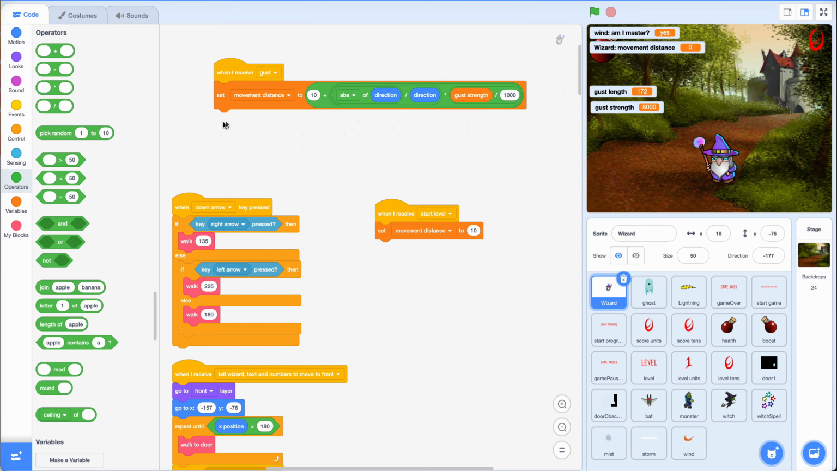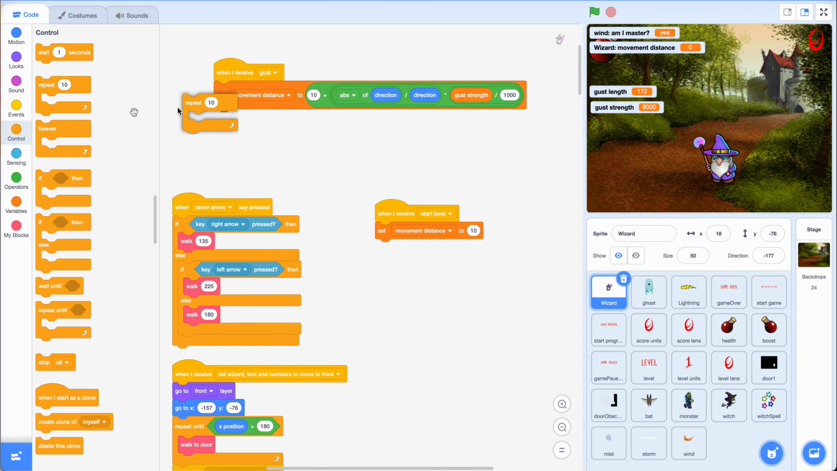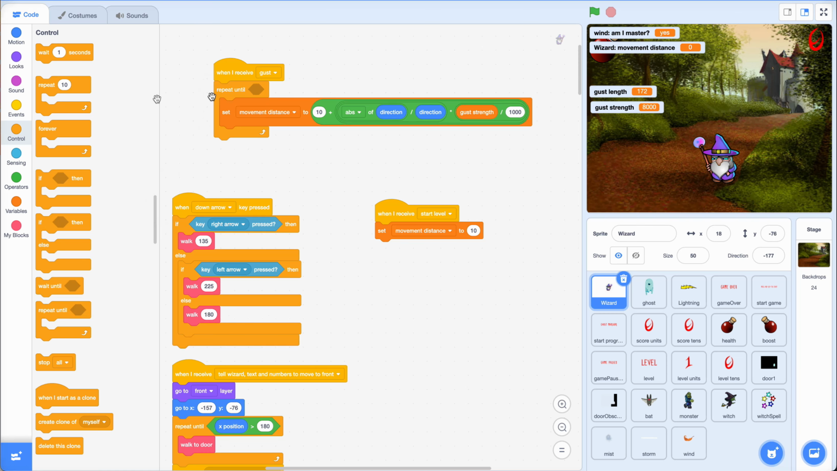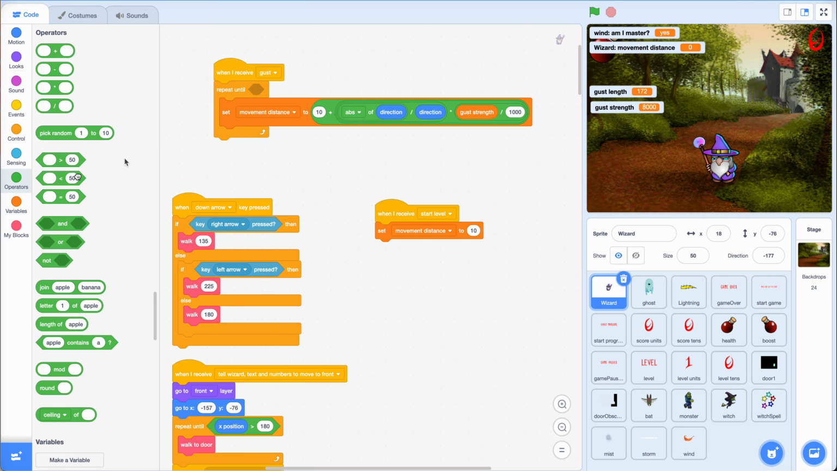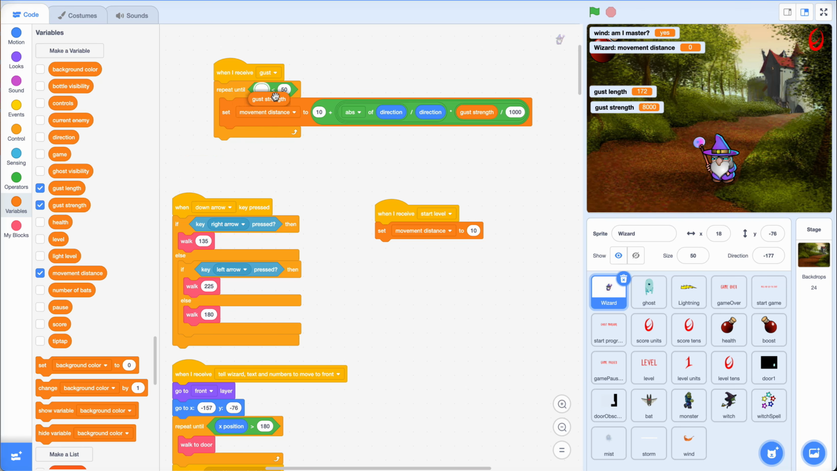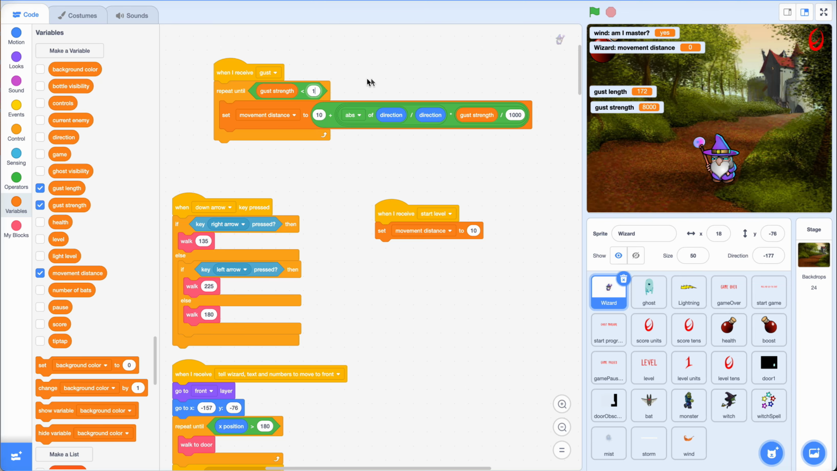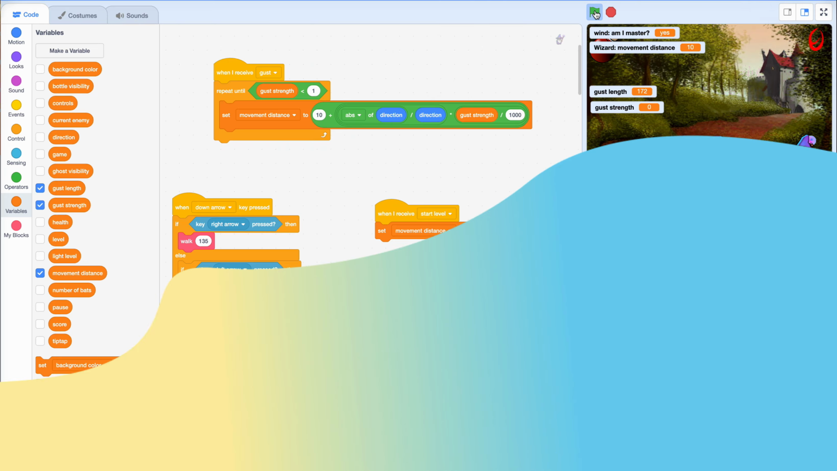Now the only thing I need to add to this is I don't want this to just happen as a one-off, instantaneous effect that you hardly notice. I need the wind to keep pushing on him until the wind fades off. So grab control and, not repeat, but repeat until. Grab a less than, and gust strength is less than 1. So this is going to keep pushing against him or helping him until the gust strength is less than 1. Let's try that out.